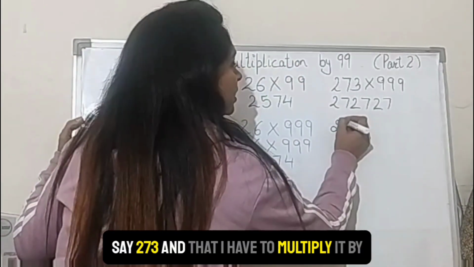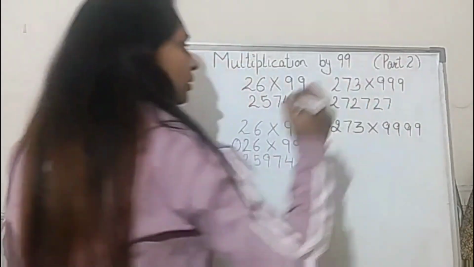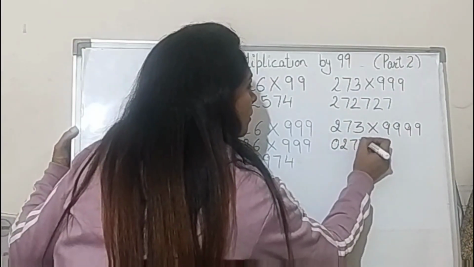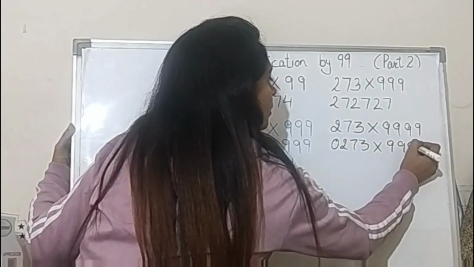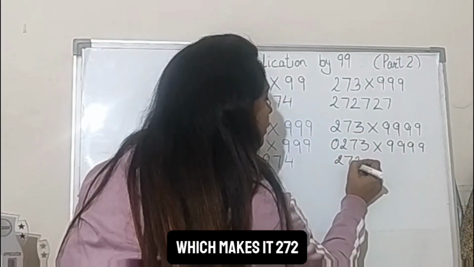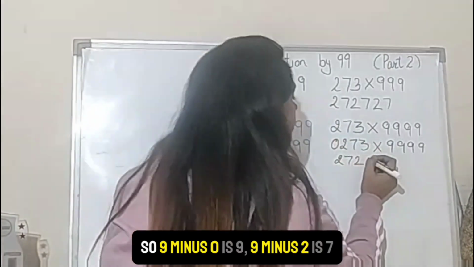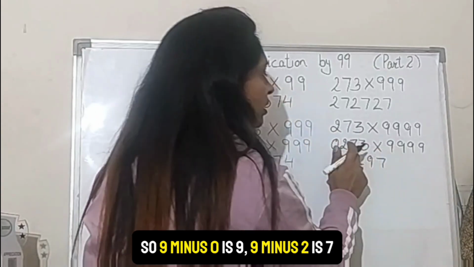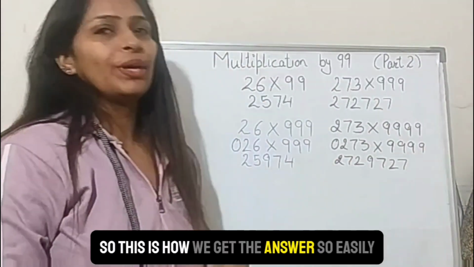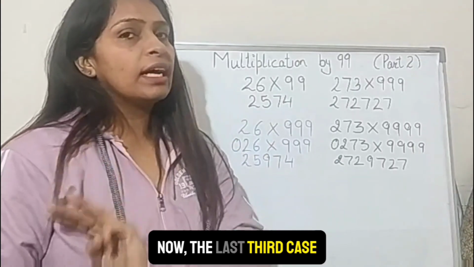Let's take another example. Say 273, and I have to multiply it by, now we will take 4 nines here, right? So the same method will go again. We will equalize the digits and reduce this 273 by 1, which makes it 272, and now all from 9, last from 10. So 9 minus 0 is 9, 9 minus 2 is 7, 9 minus 7 is 2, 10 minus 3 will be 7. So this is how we get the answers so easily. So we have seen 2 cases. Now the last, third case.